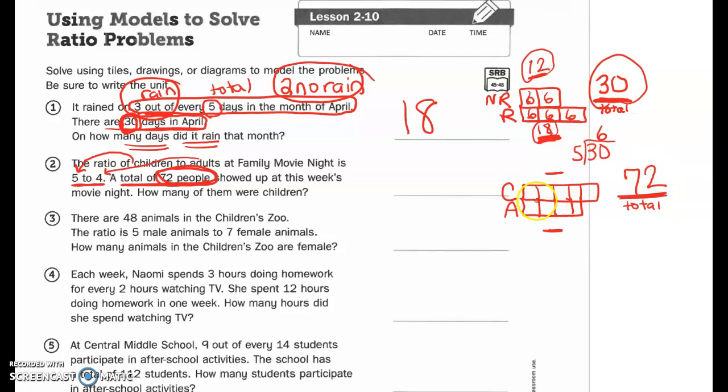And again, we have 1, 2, 3, 4, 5, 6, 7, 8, 9. So we're going to take 72 and divide it by 9. And if you know your math facts well, you know that 9 goes into 72 perfectly 8 times. So 8 is our magic number, and it will go in every section here.